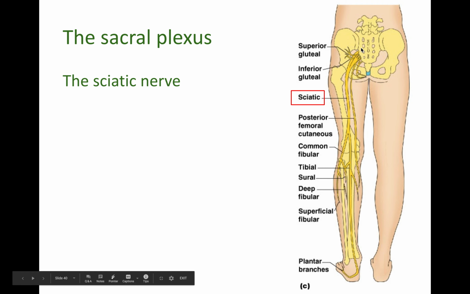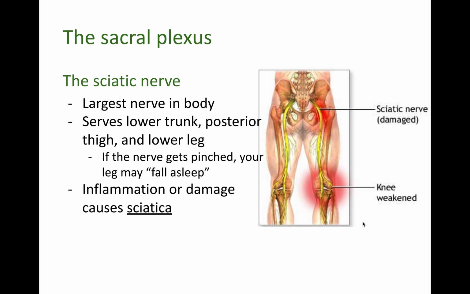And the sciatic nerve is a really big nerve that stretches from the base of your spine all the way down your leg. In this case, this is actually the largest nerve in your body. It serves the lower trunk, posterior thigh, and lower leg. So it travels all the way down the backside of your butt, all the way down the backside of your thigh, and all the way down your lower leg. This is a nerve that kind of makes your leg fall asleep when it gets pinched because it's so big and it's traveling a really long distance into your leg.